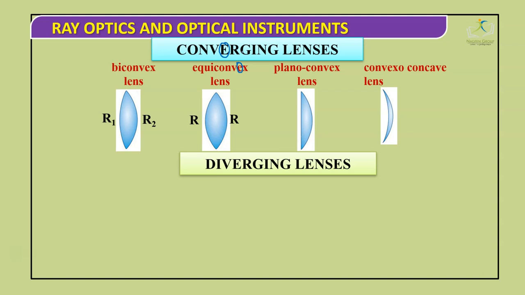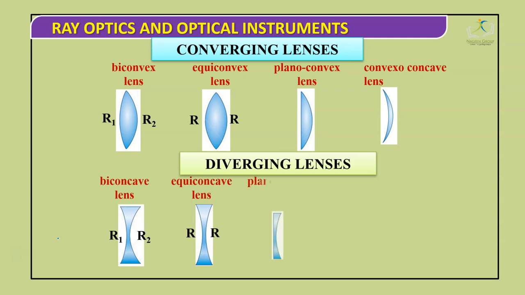In concave, the V is not there in the word, but in convex the V is also there in the word. That means converge, convex, converge. Clear? But concave is different. It diverges.